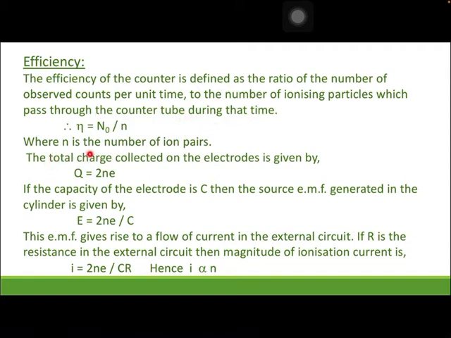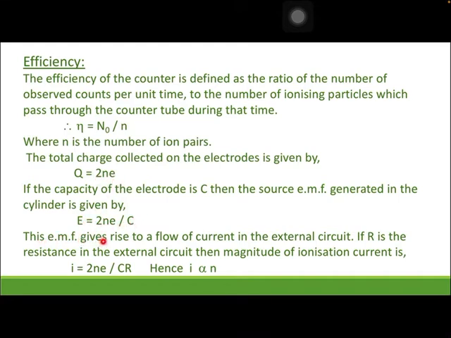Now we can find out the total charge collected on the electrode, which is given by the charge Q equal to 2 into N into E, because for each entry of the particle, N into E electrons are produced and N into E positive ions are produced. So the total charge that is developed is 2 times N into E. If the capacity of the electrode is C, then the source EMF generated in the cylinder is given by E equal to Q upon C. So Q is equal to 2NE, so E equals 2NE divided by C.